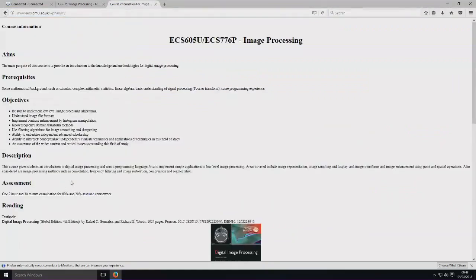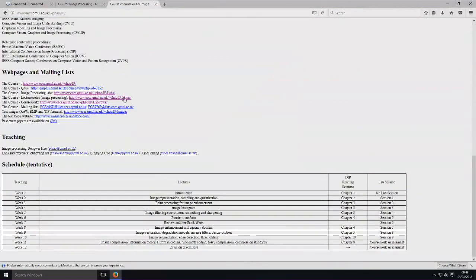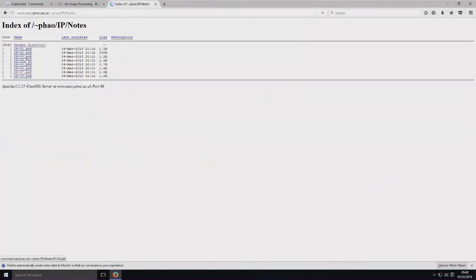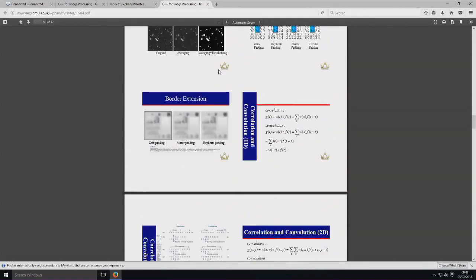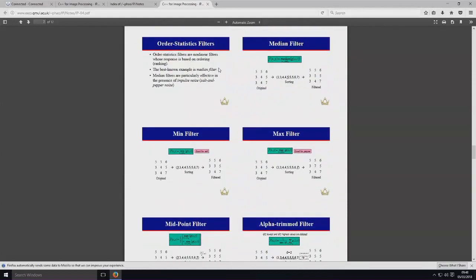Found the lecture notes here. What lecture is it? Do you remember what lecture it is for order statistic filters?